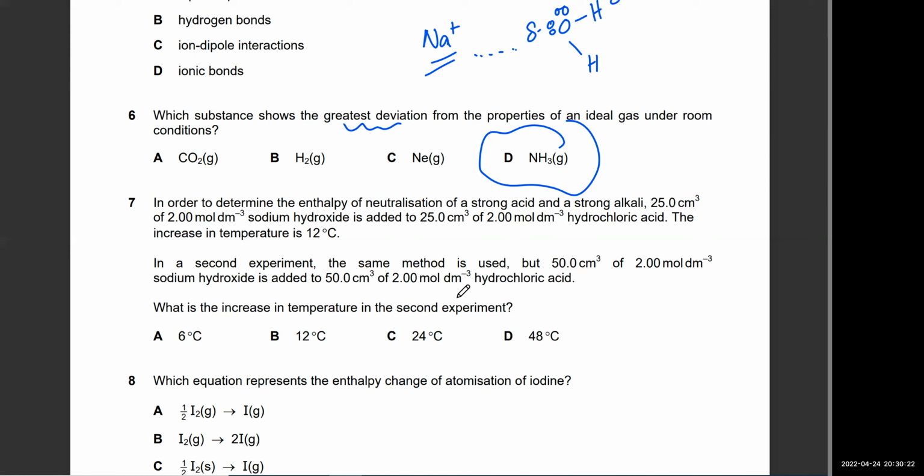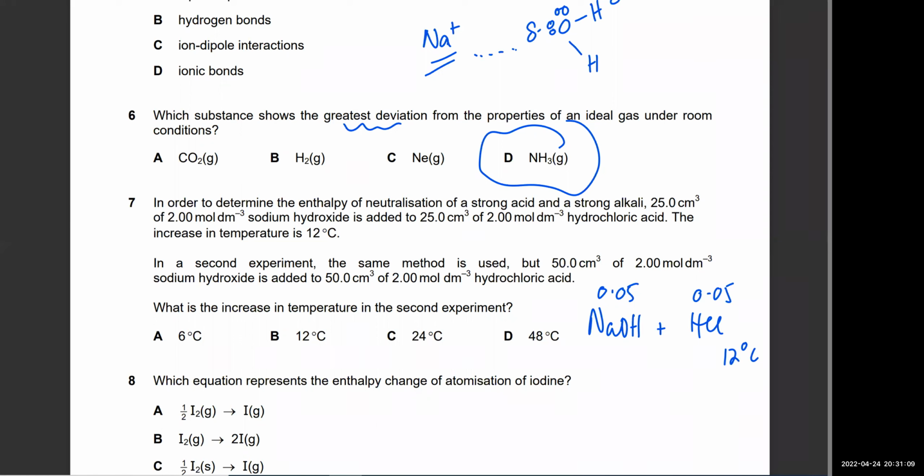So let's look at the first one. How many moles do you have? In the first reaction, you have NaOH reacting with HCl. How many moles of NaOH and HCl are reacting? That's 25 into 2 divided by 1000. What do you get? That's 0.05 moles. So 0.05 moles react with 0.05 moles, and there's a temperature increase of 12 degrees centigrade.